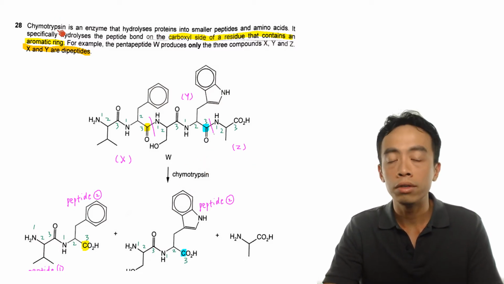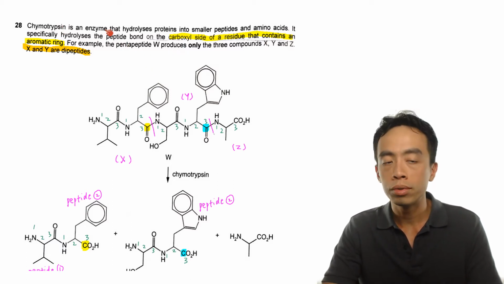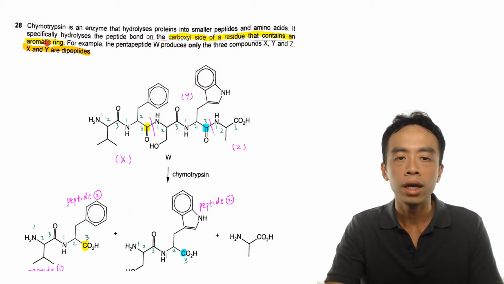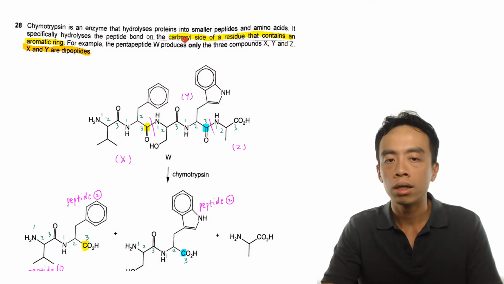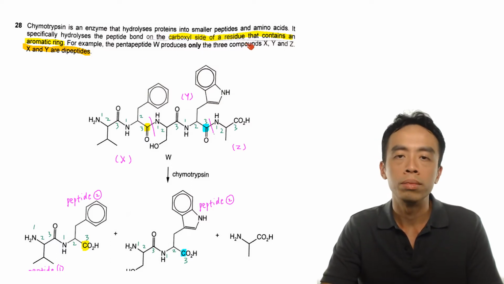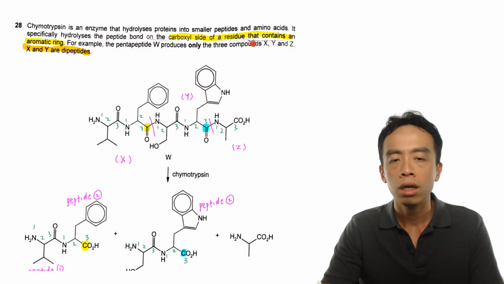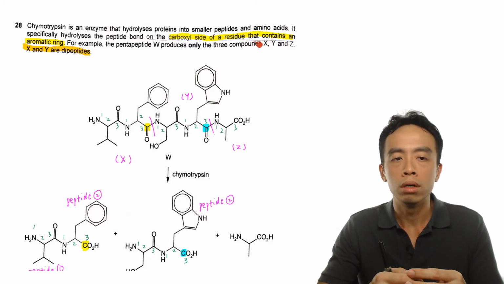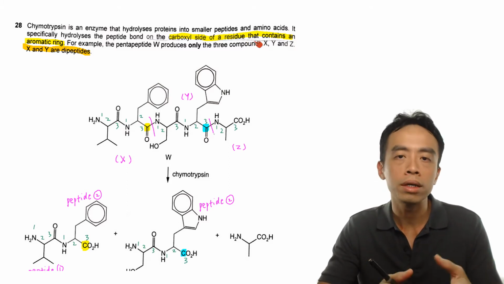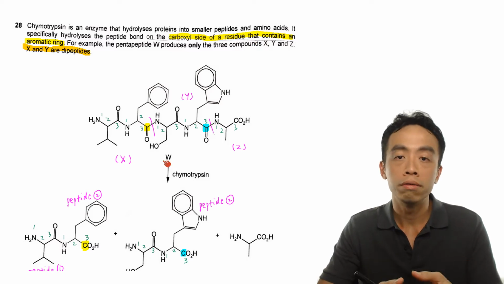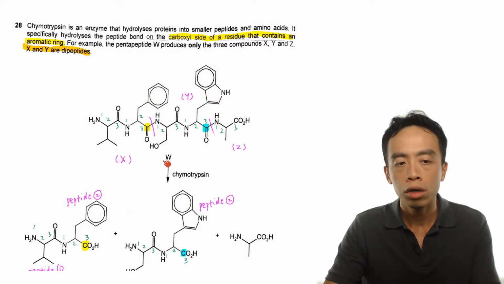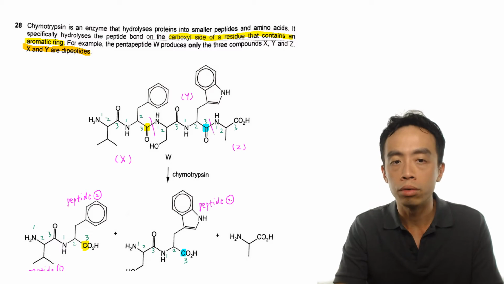So let's look at the activity of chymotrypsin. Now the question mentioned that the chymotrypsin will attack or hydrolyze the peptide bond on the carboxyl side of a residue that contains an aromatic ring. Now, the carboxyl side of a residue will be the acid portion, because I know that for a polypeptide, the polypeptide that we can find in proteins, it is in a very predictable repeat unit. So let me draw out the repeat unit.